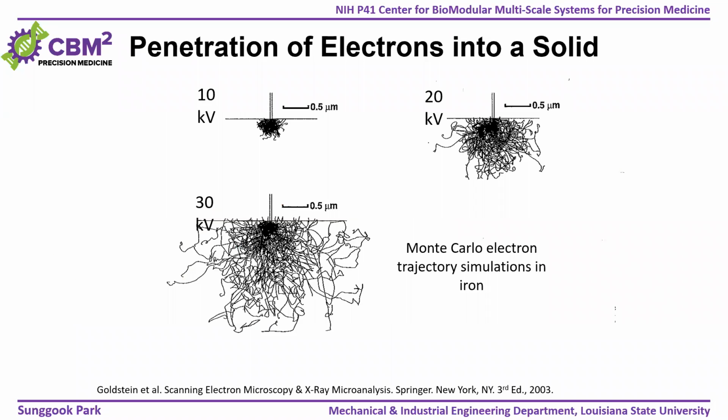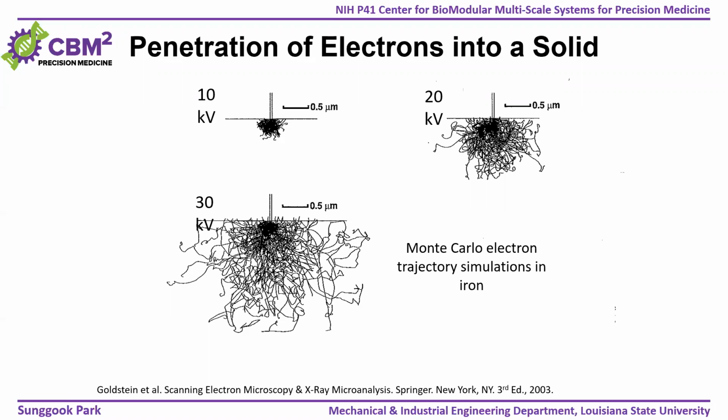Okay, so I talked about the proximity effect. But first of all, let's think about what happens when a high energy electron beam shines on the substrate. Basically, they did a Monte Carlo simulation of the electron trajectory in iron material. So this is iron, then you shine a beam of electrons. What happens? Basically, you can see a lot of scatterings. The electron beam will go everywhere.